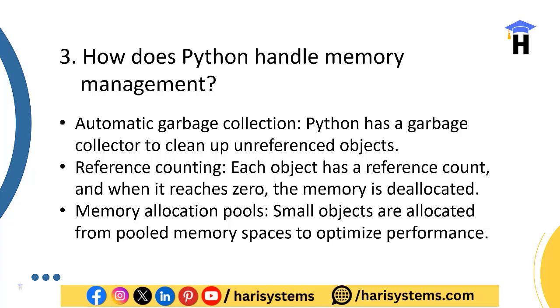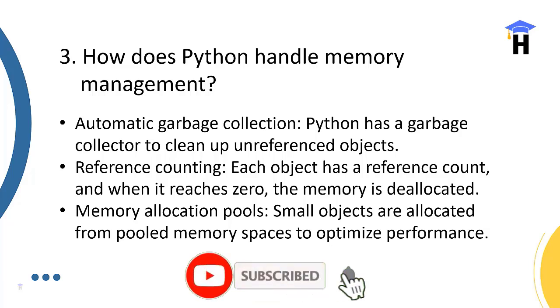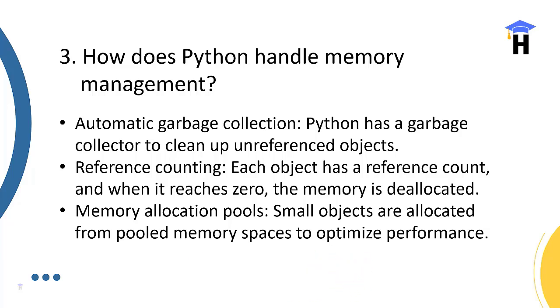Next, reference counting: each object has a reference count, and when it reaches 0, the memory is deallocated for that object. And memory allocation pools: small objects are allocated from pooled memory spaces to optimize performance. To increase performance, all these activities are done automatically in Python while the app is running. So this is a very important question for beginners, freshers, or experienced persons who want to give a memory management answer.